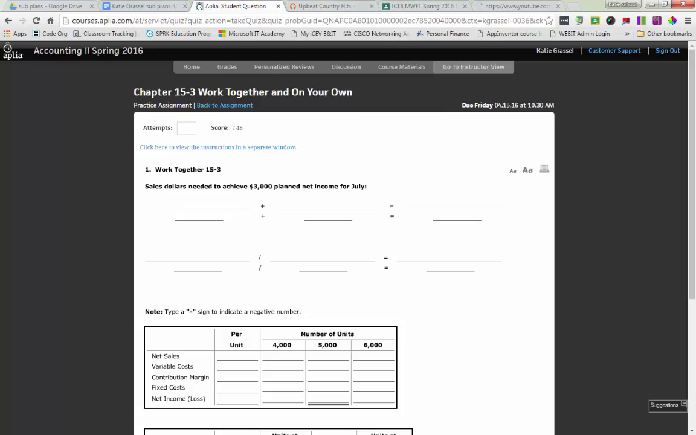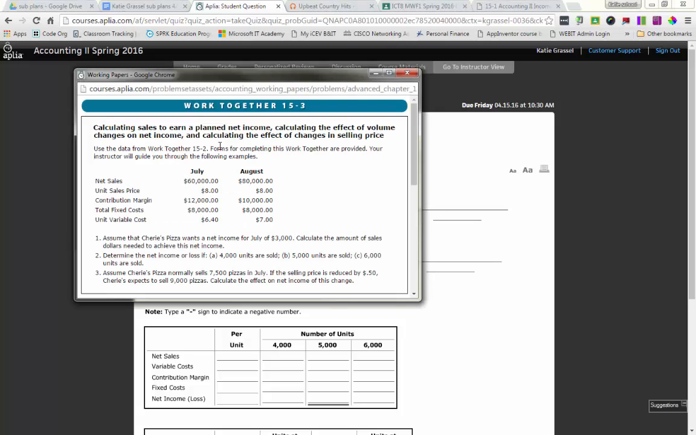So we're going to do this for the pizza business again. Here's our information. We're doing July, and it says we're going to use the data from 15.2 in order to complete this as well. So just keep in mind when I'm talking about some of our break-even point numbers, that's basically what we did in our 15.2 together.